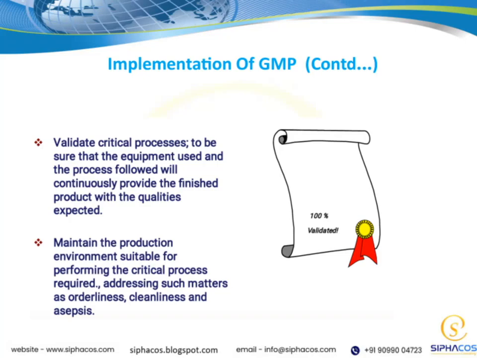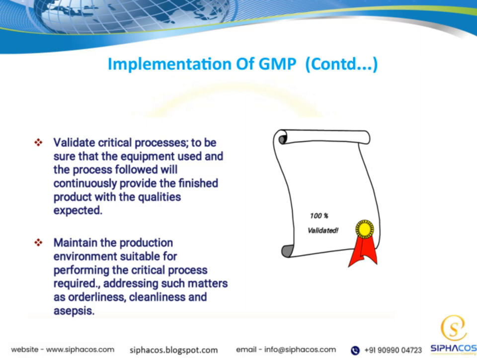Let's continue exploring the implementation of GMP and pick up where we left off. In this slide, I want to emphasize that implementing good manufacturing practices is an ongoing process, not a one-time event. It requires continuous monitoring and improvement to ensure that quality standards are maintained. We need to focus on thorough documentation, which is vital for traceability and accountability.